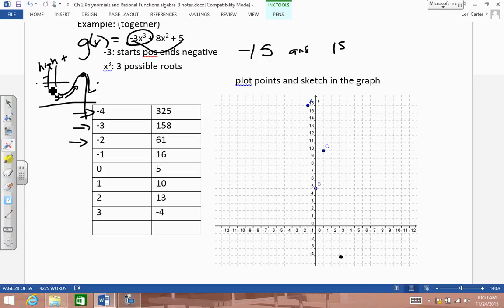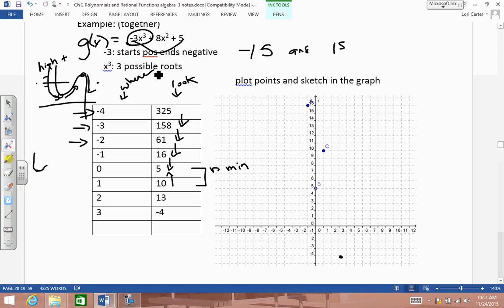So I'm going 325 to 158, that's down. I have no direction change yet. 158 to 61, down. 61 to 5, down. 5 to 10, up. That is a direction change. In here, I was going down. Now I'm going up. So what did I find? A min. This is a relative min. This is what you look at. This is where it happens.